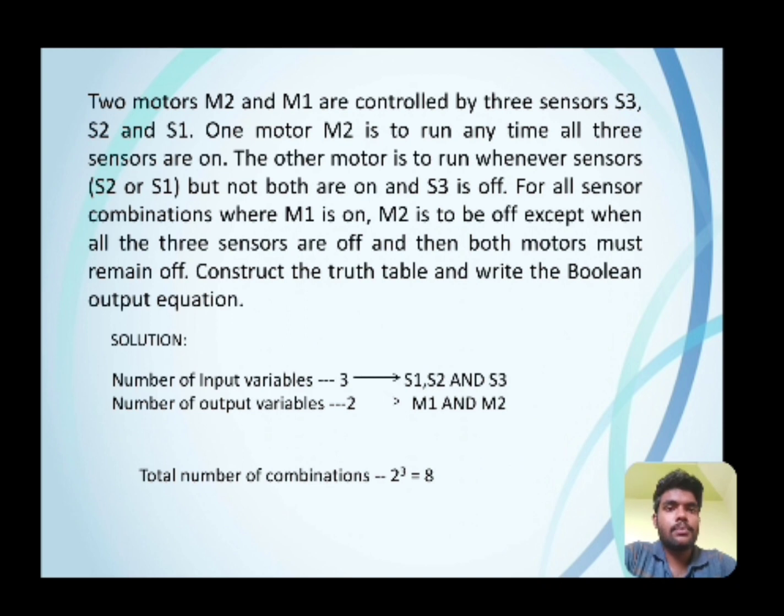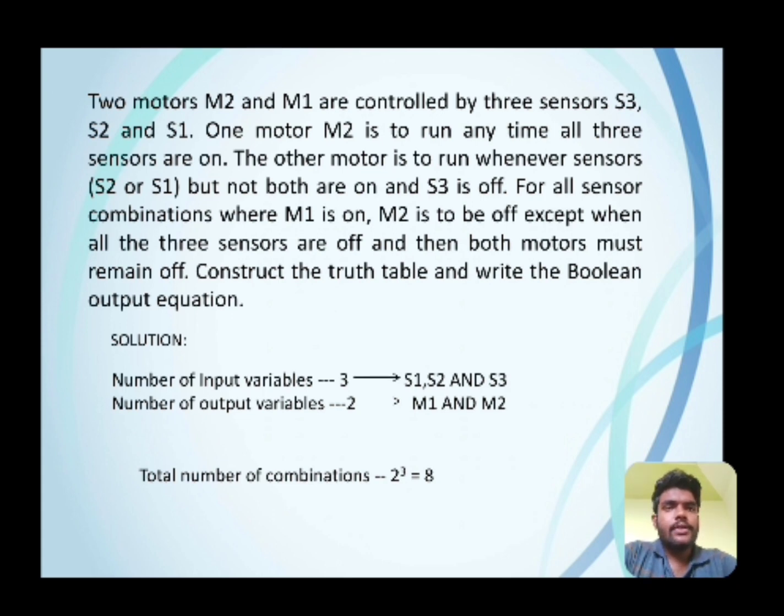Two motors M2 and M1 are controlled by three sensors S3, S2 and S1. One motor, M2, is to run any time all three sensors are on. The other motor is to run whenever sensors S2 or S1 but not both are on and S3 is off. For all sensor combinations where M1 is on, M2 is to be off, except when all three sensors are off, and then both motors must remain off. Construct a truth table and write the Boolean output equation.